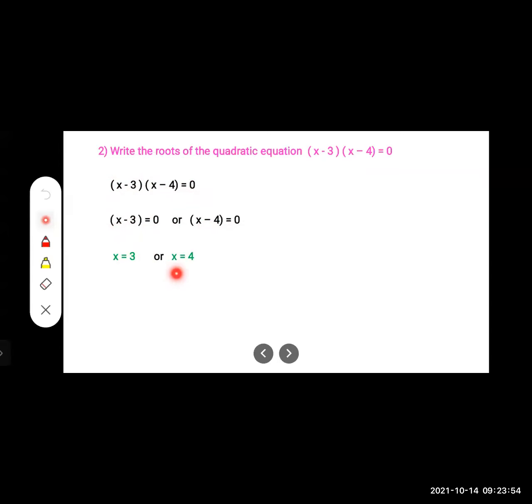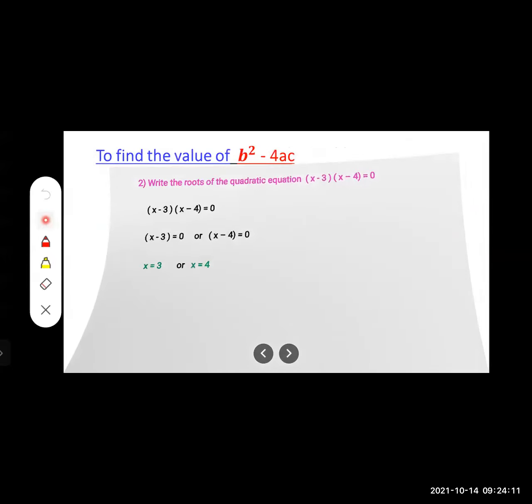Or x equal to, this minus 4 comes to the other side, it becomes plus 4. So x equal to 4. Is it clear, children? So you'll be getting 3 and 4 as the roots of the quadratic equation. Clear, children? So this is 1 mark. And then next one we'll see.